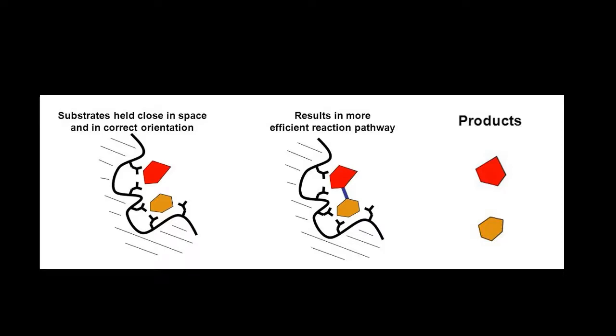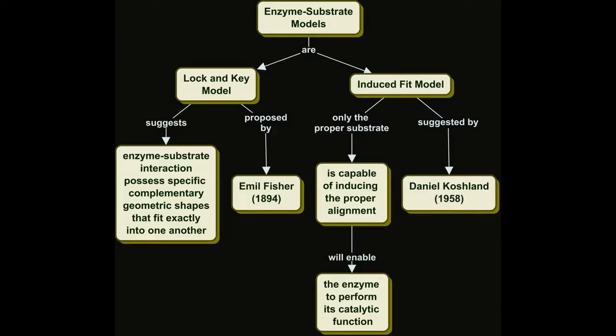Enzyme substrate model. These are the types or models that are hypothesized as how we see the schematic diagram of the substrate and our enzyme. Now we are going to look at the first type, which is the lock and key model. This is proposed by Emil Fischer in 1894. This lock and key model suggests that enzyme substrate interaction possesses specific complementary geometric shapes that fit exactly into one another.